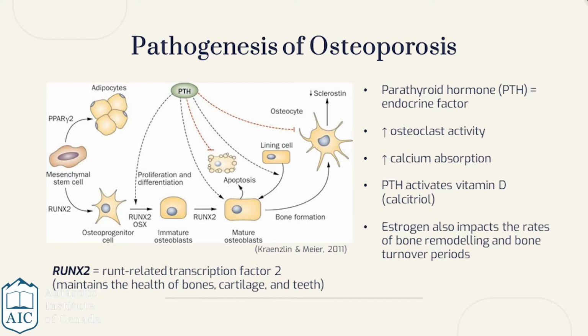Imbalances in estrogen levels in women who have gone through pregnancy or menopause also affect bone remodeling. When estrogen is low, this increases the bone breakdown cycle, which accelerates bone loss, but slows down the rate of bone formation. This imbalance leads to developing osteoporotic disease.